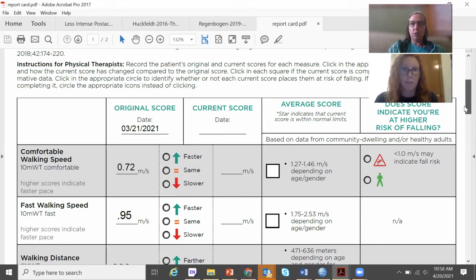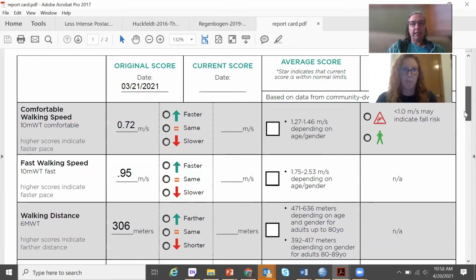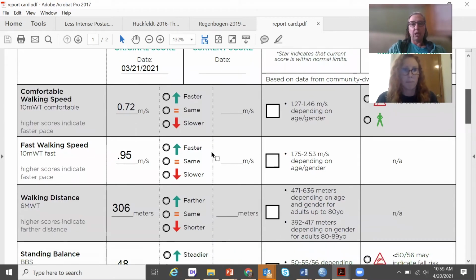Okay, so now let's take a look. We're going to discuss these a little bit more and give a prognosis. Based on the fact of her fast walking speed, tell me a little bit about what this means. So she's 0.72, but her fast is 0.95. What does that tell us about her? It means that she can increase walking speed if need be.